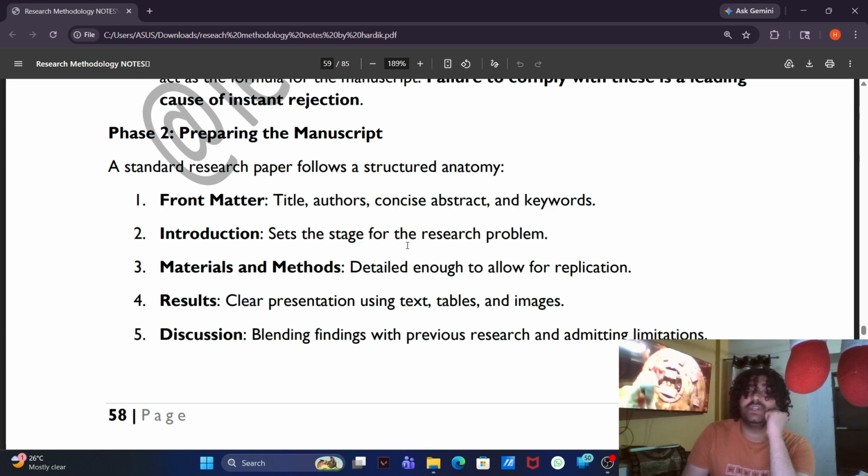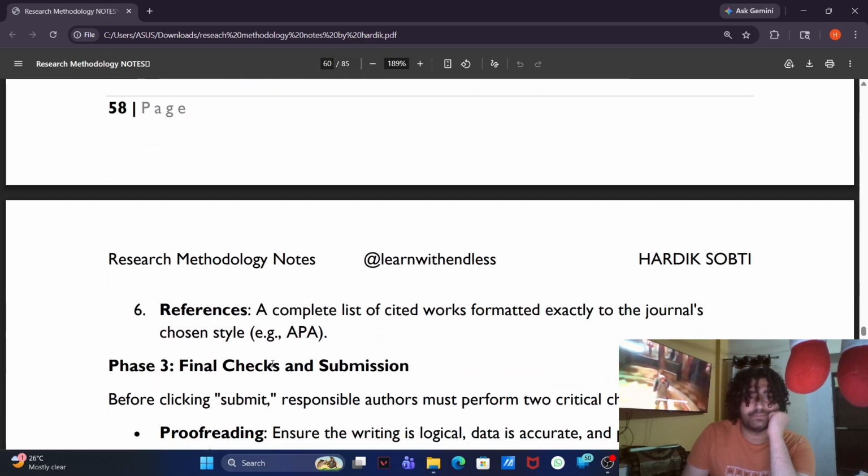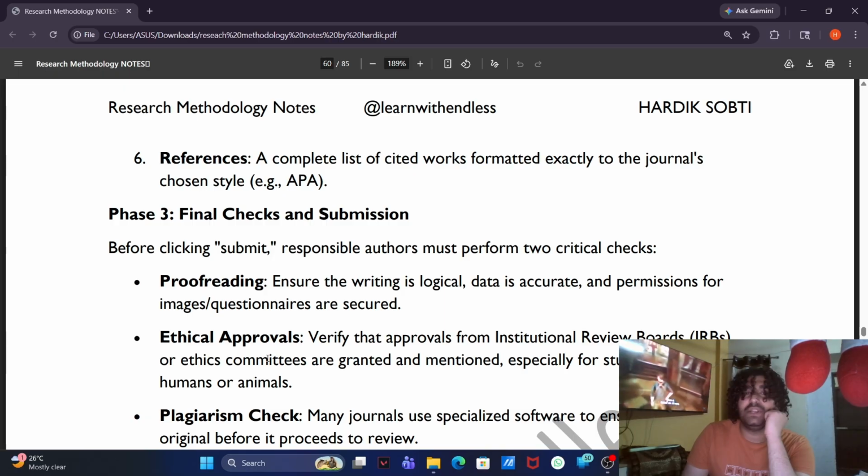Introduction sets the stage for the research project. Materials and methods, detailed enough to allow for replication. Results, clear presentation using text, tables, and images. Discussion, blending findings with previous research and admitting limitations. References, a complete list of cited works formatted exactly to the journal's chosen style.